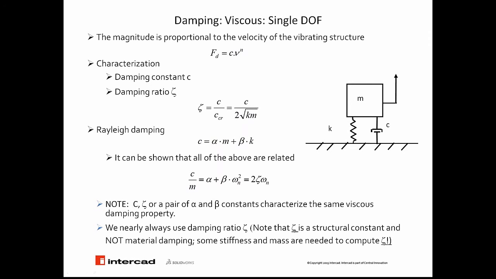The other model which we use in nonlinear dynamic studies is Rayleigh damping, and this dampening is also related to the mass and stiffness with two constants, alpha and beta. They can simply be connected to zeta with the given formula. What is very important to understand is that C and zeta, or a pair of alpha and beta constants, characterize the same viscous dampening properties. We mostly use the dampening ratio zeta in our calculations in SolidWorks. So either we go for a constant dampening factor or we go for Rayleigh damping. This is where we introduce the dampening into our dynamic studies.